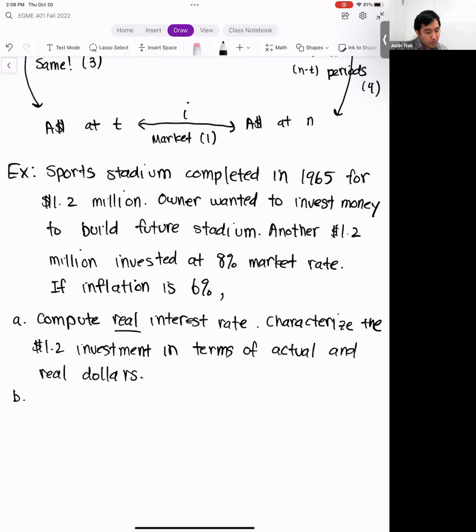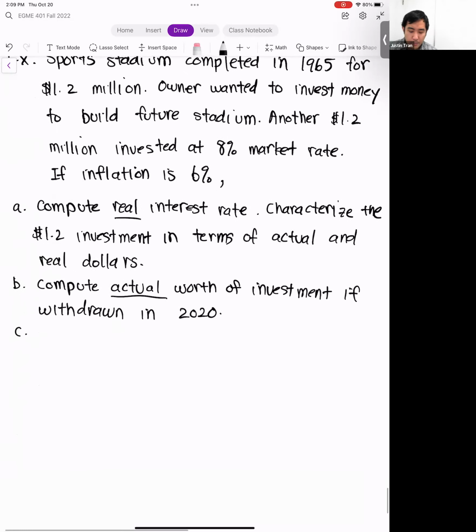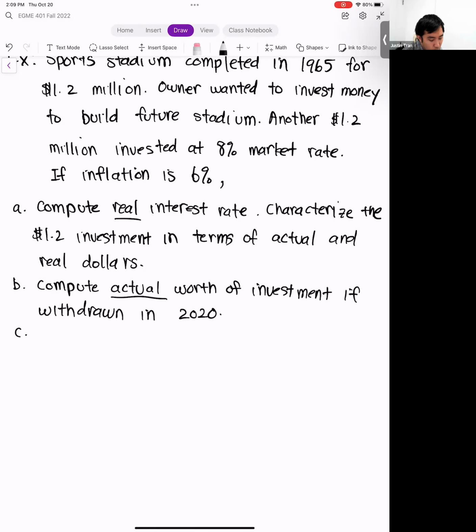Part B of this problem, we're going to compute the actual dollars that come out of the investment if it was pulled in 2020. And part C, what we're going to do is compute the real dollars worth of the investment in 2020 in terms of 1965 purchasing power.